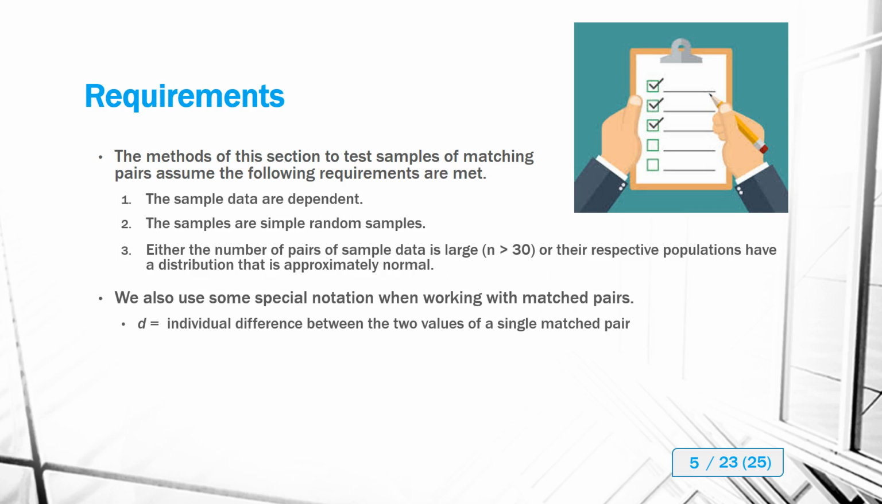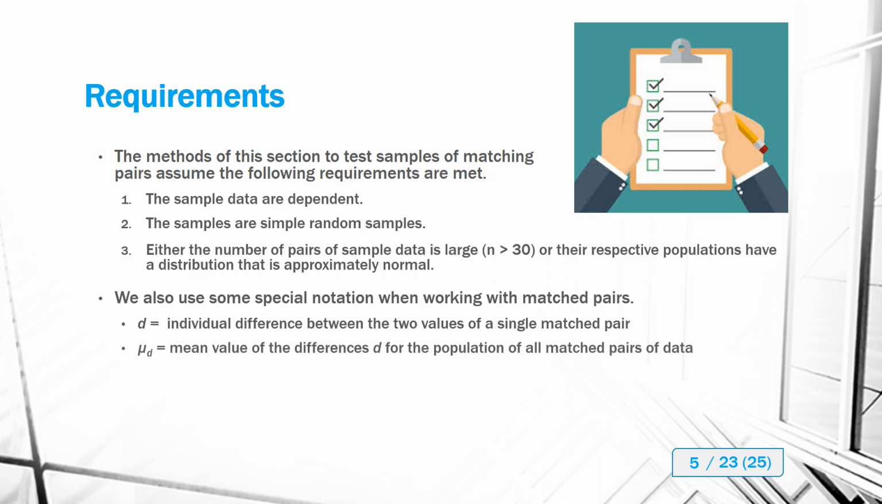So for example, if you have the age of a husband and the age of wives, then the age of the husband minus the age of the corresponding wife will be the difference d between the two values of that single matched pair. Then you'll take another husband and another wife, and that's another d value. So there's a separate d value for each matched pair within our data set.